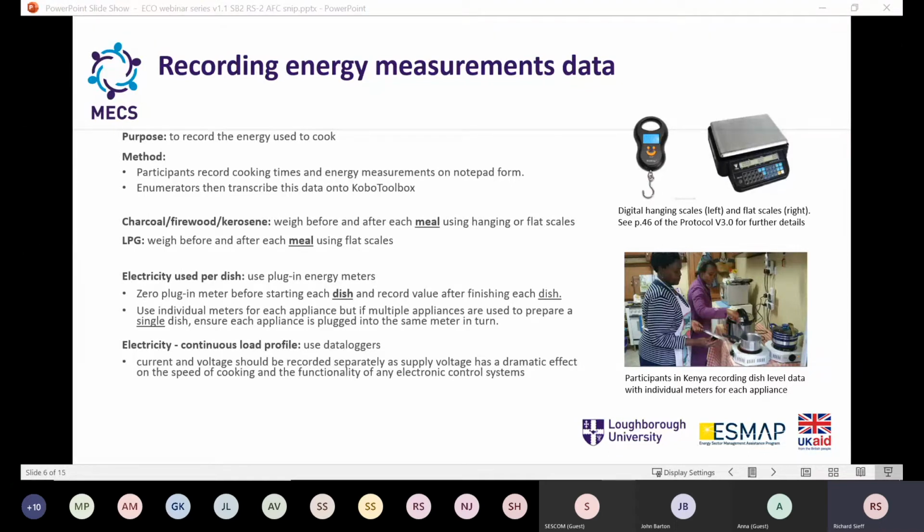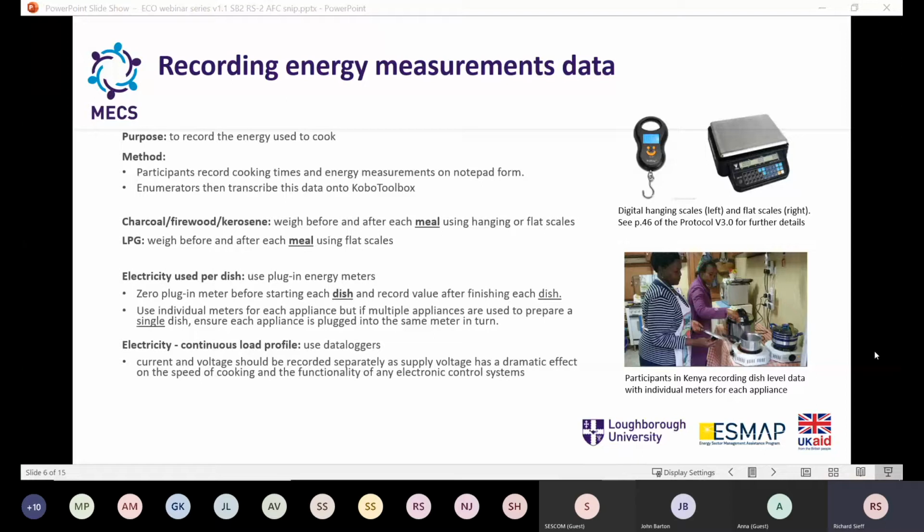For charcoal, firewood, kerosene and LPG, key equipment for this is the digital hanging scales and the flat scales on the right. For charcoal or wood, this means weighing a bag of fuel before and after the meal. In the bag, they should put more fuel than they think they will need, weigh it and write down that weight. Then they take out the fuel they need and use it, weighing the bag again at the end of the meal.